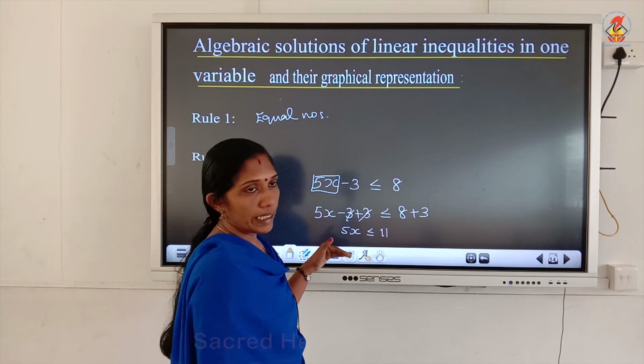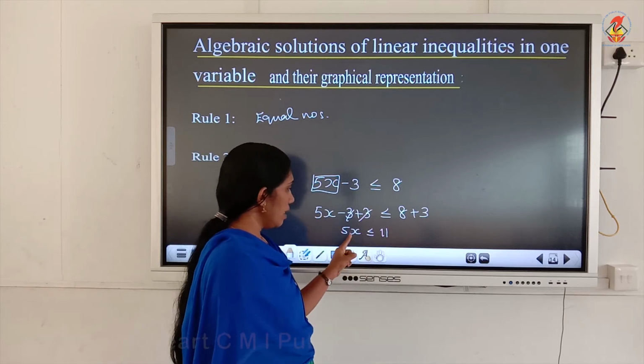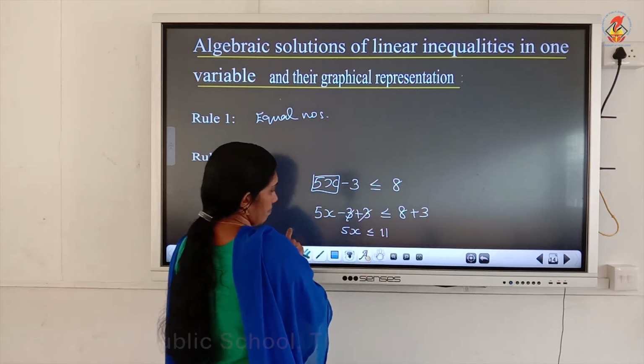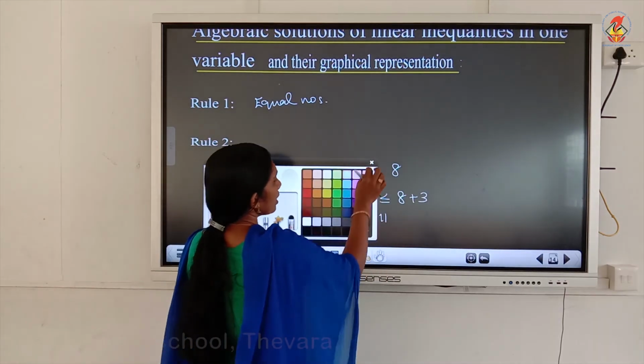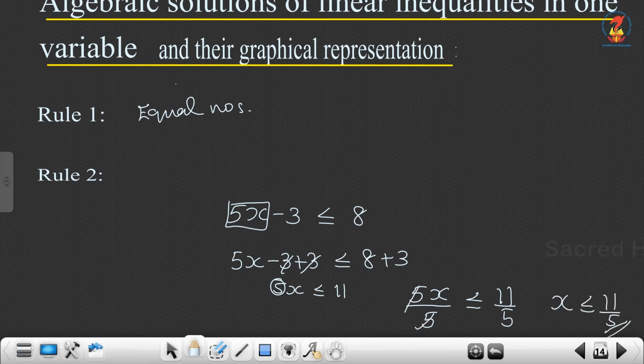Now what about division and multiplication? So here after this step, 5x is less than or equal to 11. So what is x? For finding x, we don't want this 5 here, so we have to divide by 5. The right-hand side also you have to divide. So what is the value? x is less than or equal to 11 by 5, so x is less than or equal to 2.2. Okay.